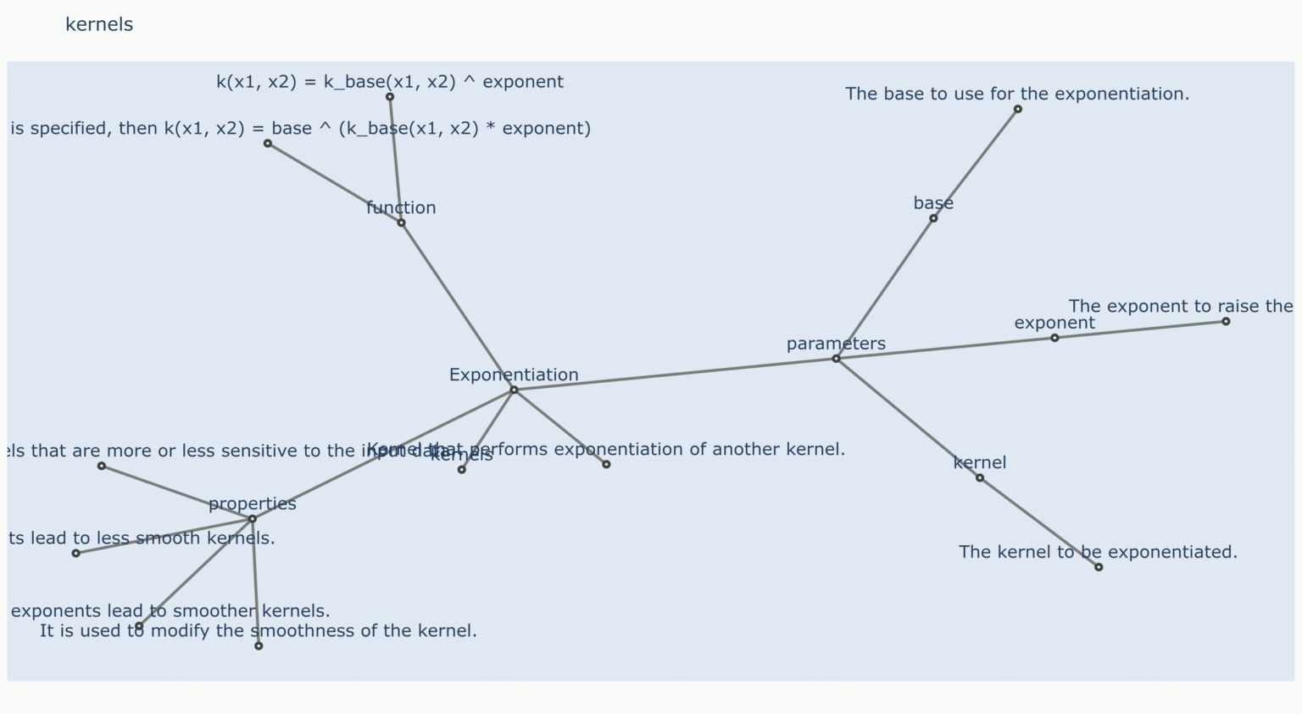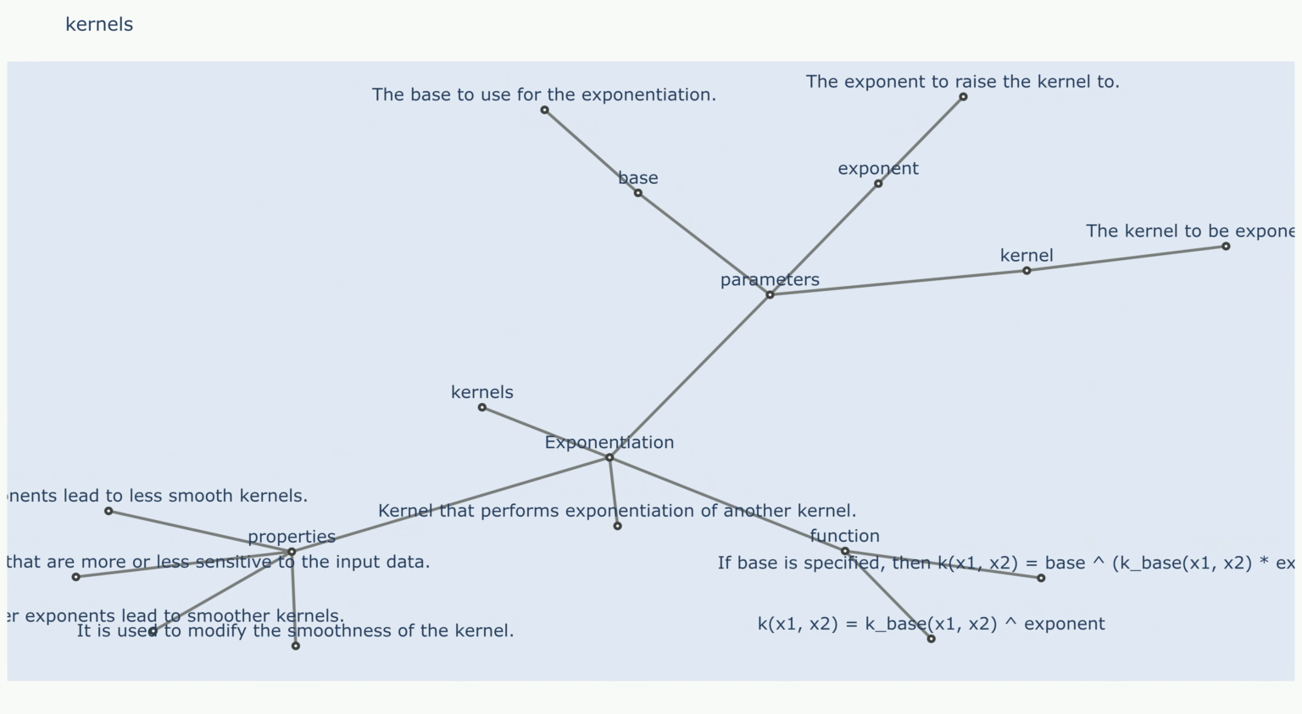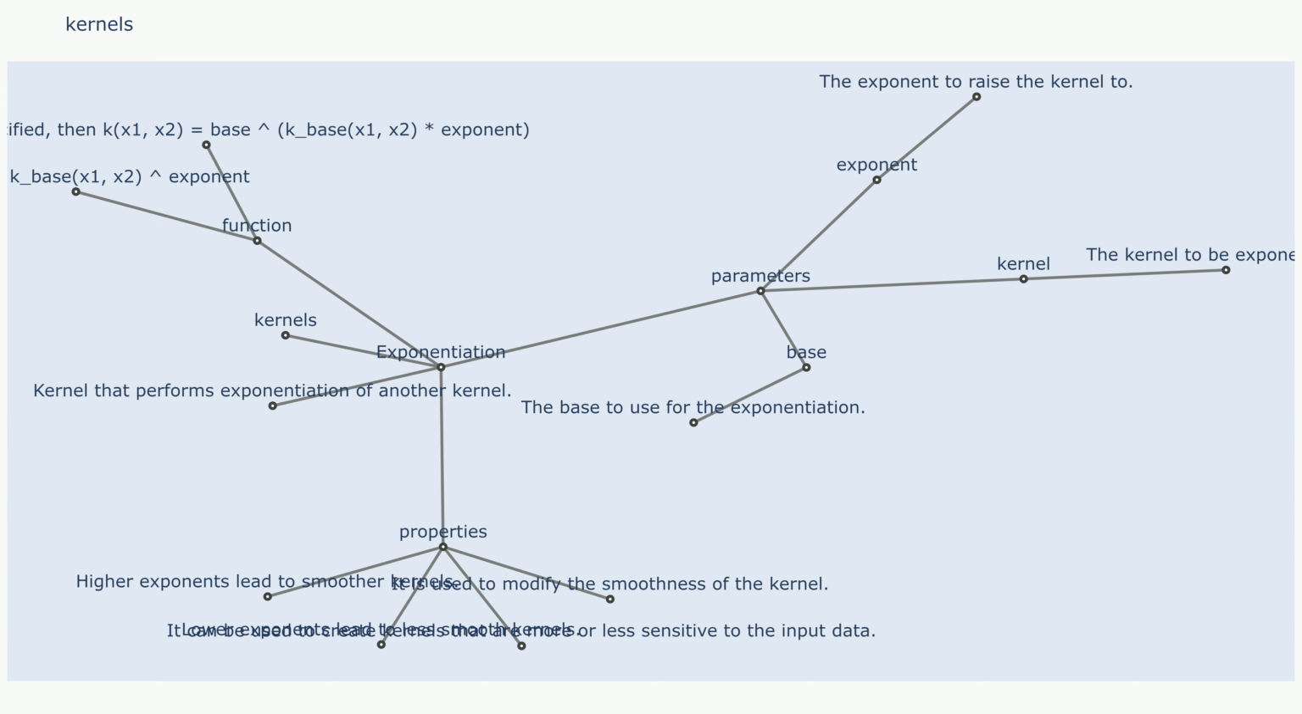5. Example implementation. Python: from sklearn.gaussian_process import GaussianProcessRegressor; from sklearn.gaussian_process.kernels import RBF. Define the base RBF kernel: kernel = RBF(length_scale=1.0). Exponentiate the kernel: kernel = kernel ** 2.0. Instantiate the GPR model: gpr = GaussianProcessRegressor(kernel=kernel).